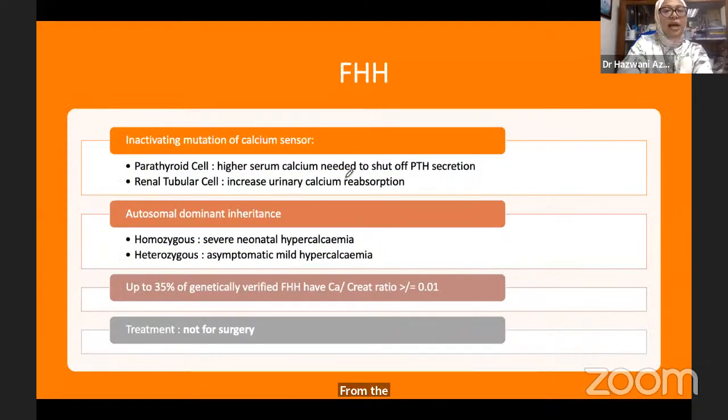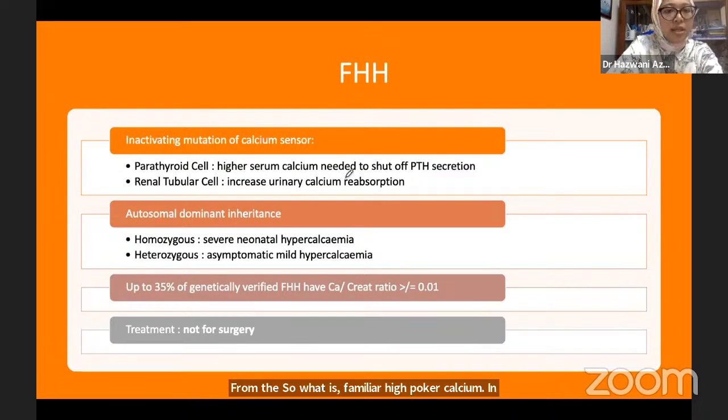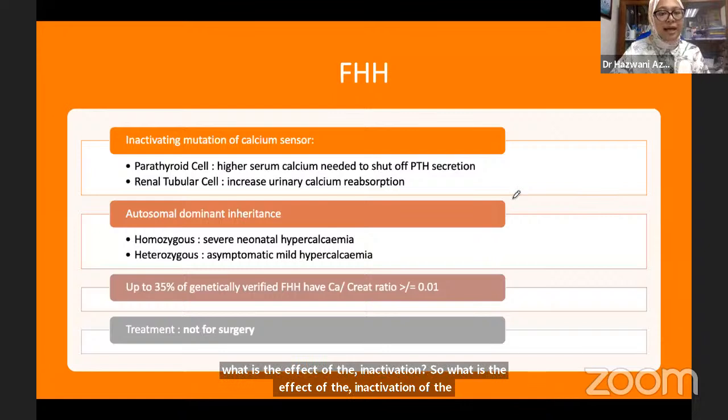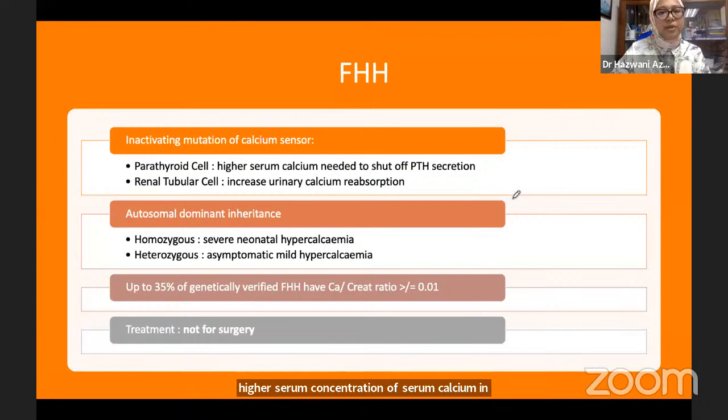So what is familial hypocalciuric hypercalcemia? In this genetic condition, they have an inactivating mutation of the calcium sensor. So in the parathyroid gland, we need a higher serum calcium to shut off the parathyroid hormone secretion. What is the effect of the inactivation of the calcium sensor in the renal tubular cells? They need a higher serum calcium concentration in order to stop the urinary calcium reabsorption. Hence, they will have increased urinary calcium reabsorption. This is an autosomal dominant inheritance.